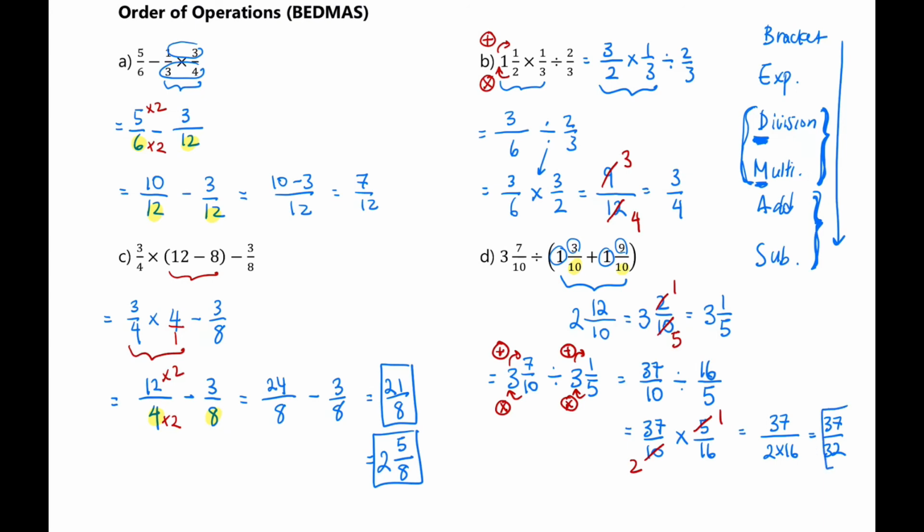And again, you don't have to reduce this or rewrite this into a mixed number. But if you want to, it's going to be 1 and 5 over 32. So that's it for operations with rational numbers.